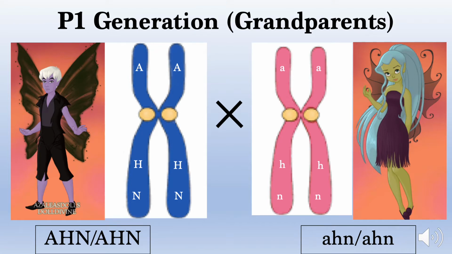We will start by looking at Amy and Amelia's grandparents, or the P1 generation pictured here. We know that the grandfather is homozygous for all dominant alleles found in the linked traits, and their grandmother is homozygous for all recessive alleles.